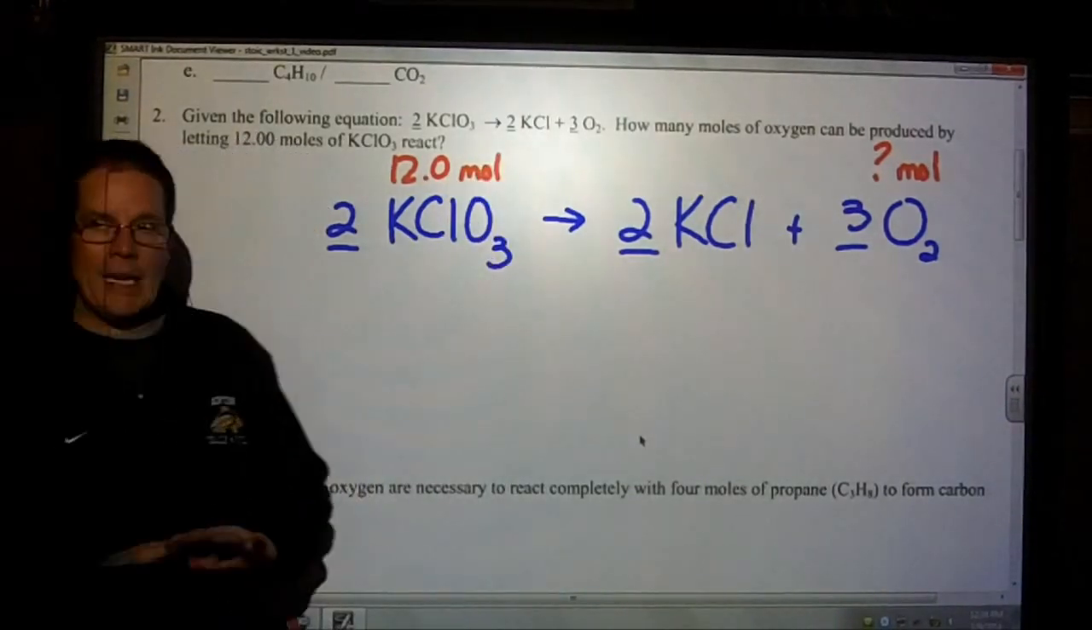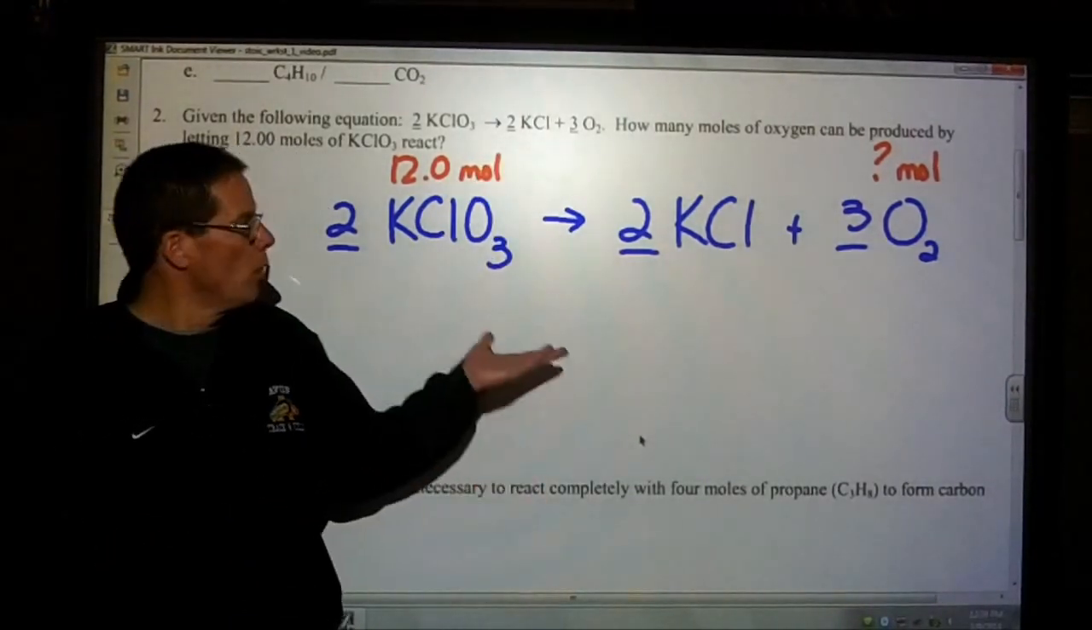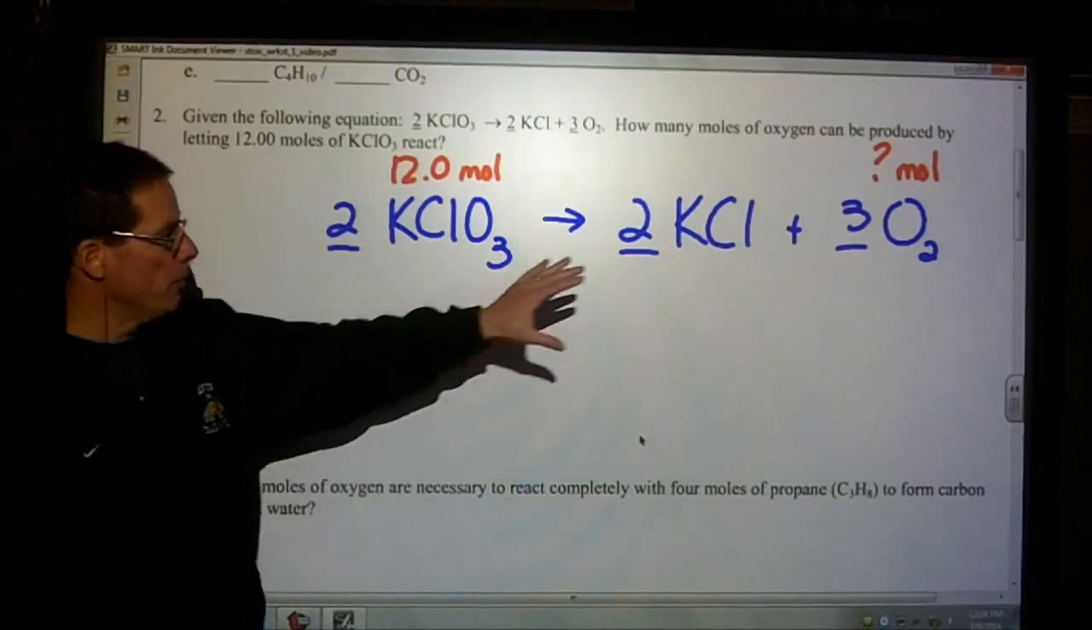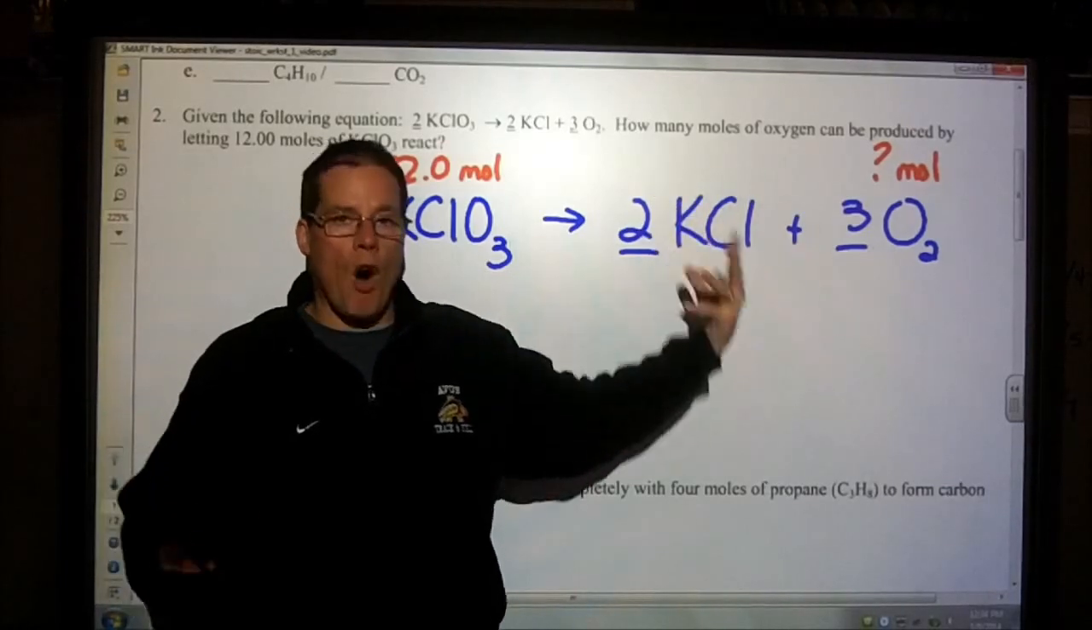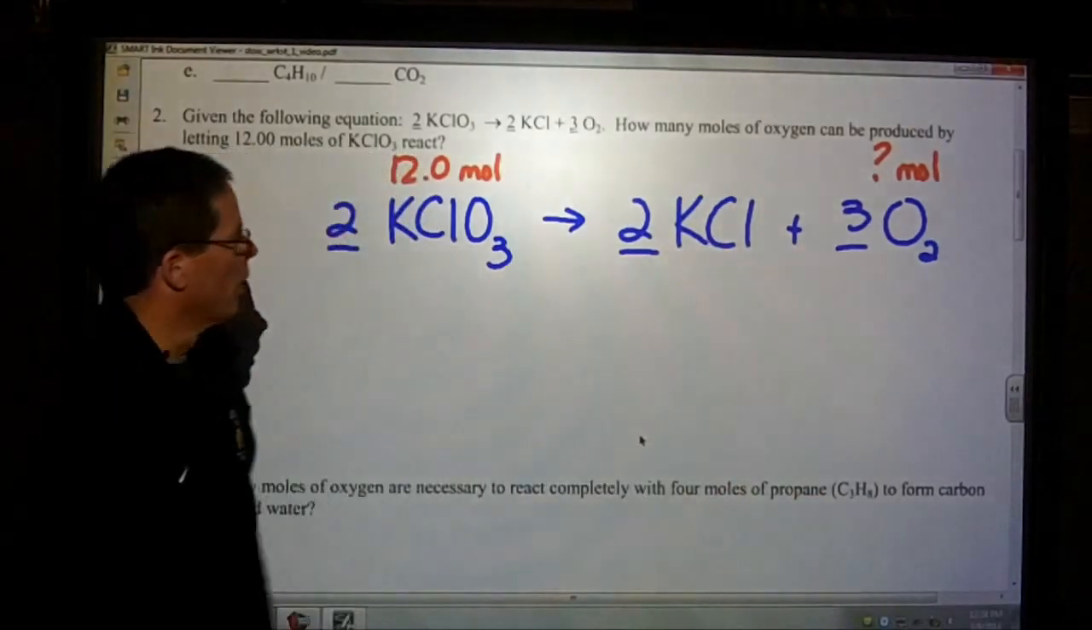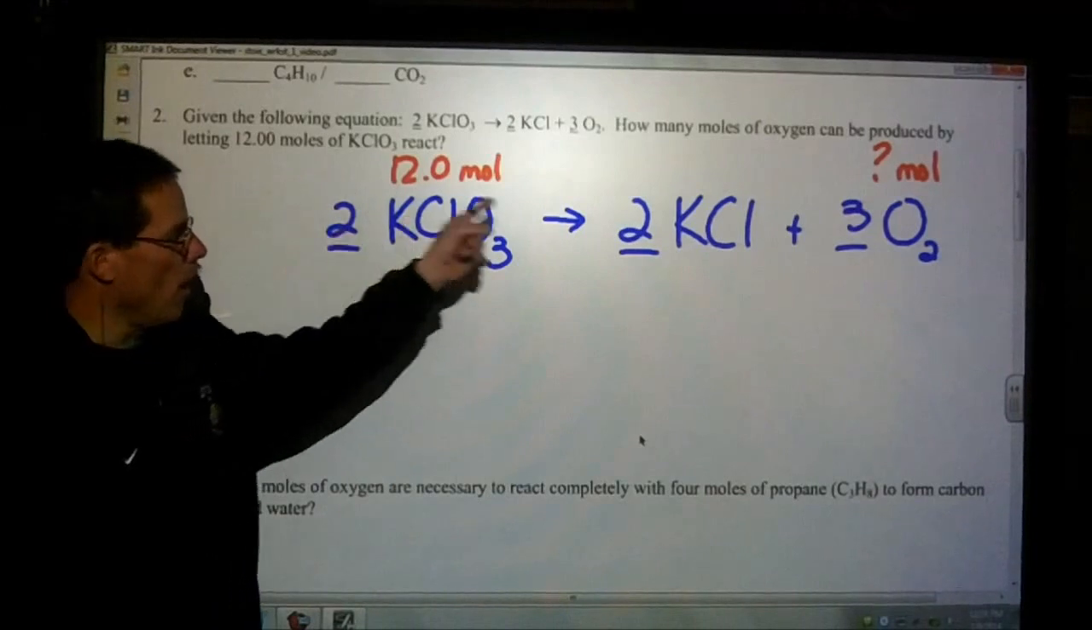Okay, it doesn't say anything about the potassium chloride. We don't care. All we care about for the potassium chloride is to make sure that we have the right number of atoms, that it's involved in the balancing of the equation. And it's already balanced for you. So step 1, write a balanced equation.